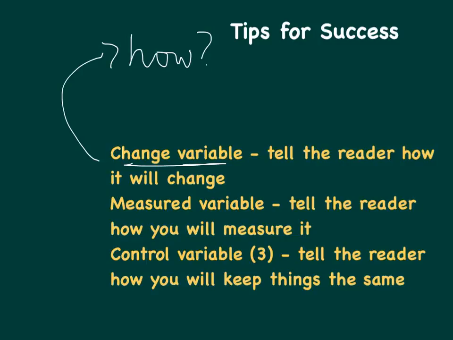It's also important to tell the reader when I choose my measured or dependent variable, how I'm going to measure it. If I'm going to measure a volume, I might measure it using a measuring cylinder. If I'm going to measure time, I would use a stopwatch. If I'm going to measure temperature, I could use a thermometer or maybe even a temperature probe. But you must tell the reader. And when I get to controlled variables, I should tell the reader at least 3 things I am going to keep the same.